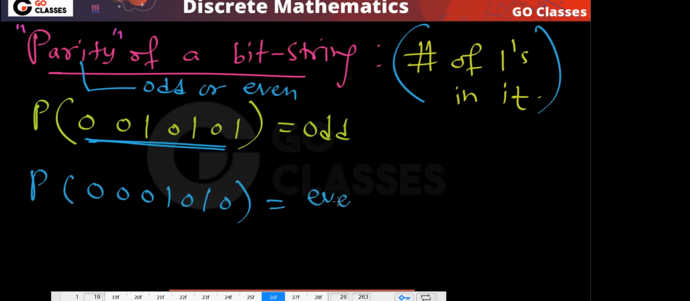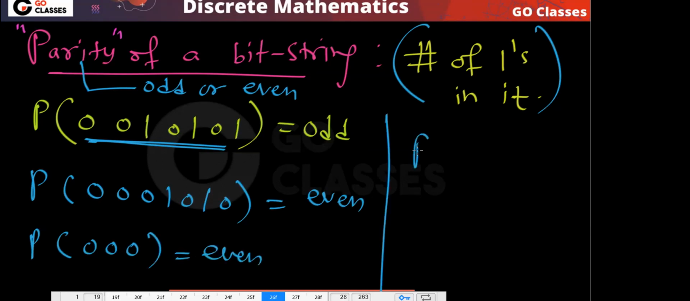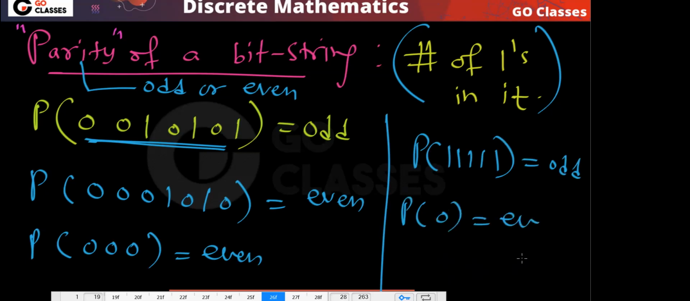This string has parity even. What is the parity of this string? Number of ones is even. What is the parity of this string? Number of ones is odd. What is the parity of this string? Number of ones is even. What is the parity of this string? Number of ones is odd. So parity is odd or even. Is this clear? Parity is basically odd or even. Very simple. Either it will be odd or it will be even.